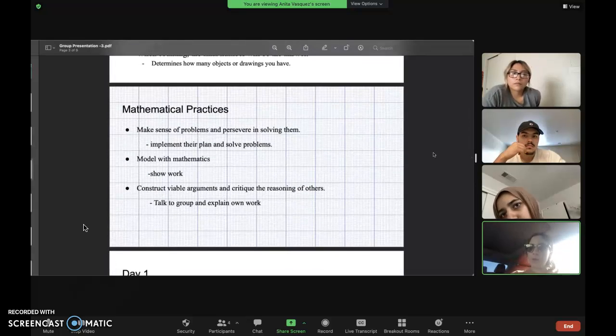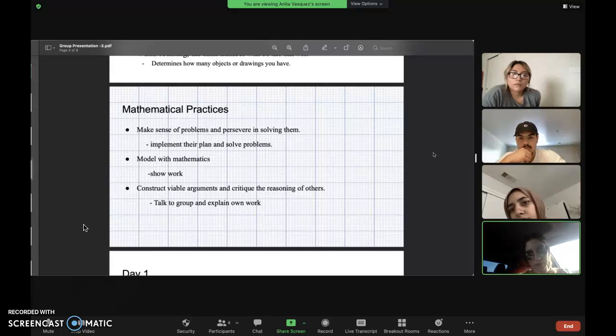So the mathematical practice that we're going to be using is make sense of problems and persevere in solving them, implement their plans and their problems. So the teacher is going to explain to the whole class how they're going to be solving the problem, and then the student is going to have time to practice by themselves how to do it or practice with a group.